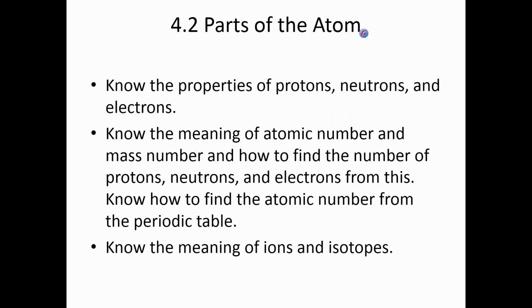Okay, so some of the learning objectives for 4.2. Know the properties of protons, neutrons, and electrons. Know the meaning of atomic number and mass number and how to find the number of protons, neutrons, and electrons from this. Know how to find the atomic number from the periodic table. Know the meaning of ions and isotopes.